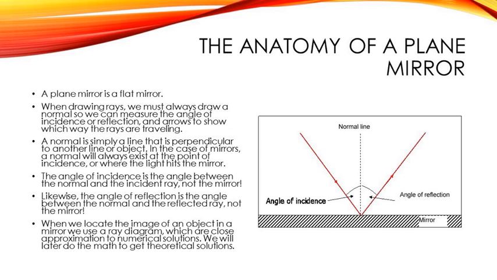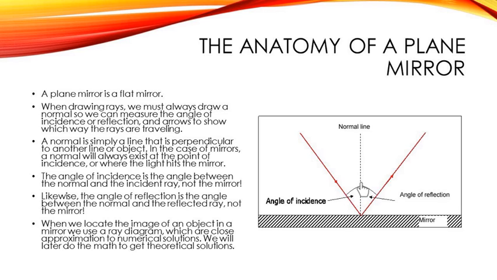A plane mirror is a flat mirror. When drawing rays, we must always know a normal so we can measure the angle of incidence or reflection, and arrows to show which way the rays are traveling. So in this diagram here, we have our normal, which is perpendicular to our mirror. Okay, and we have our rays. And because of these little arrows, I know which way the light is traveling.